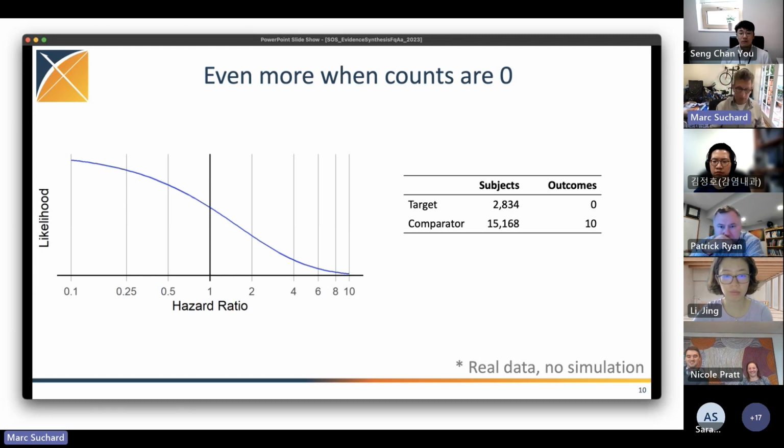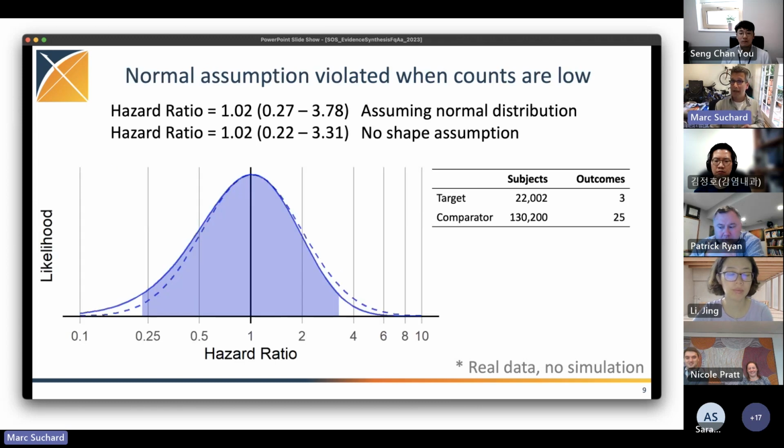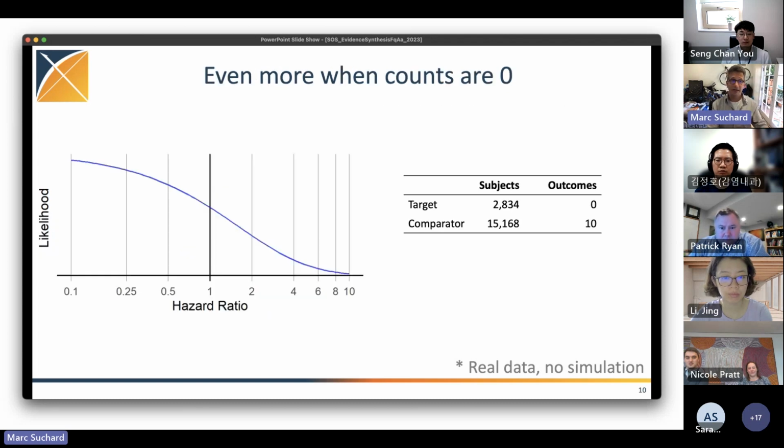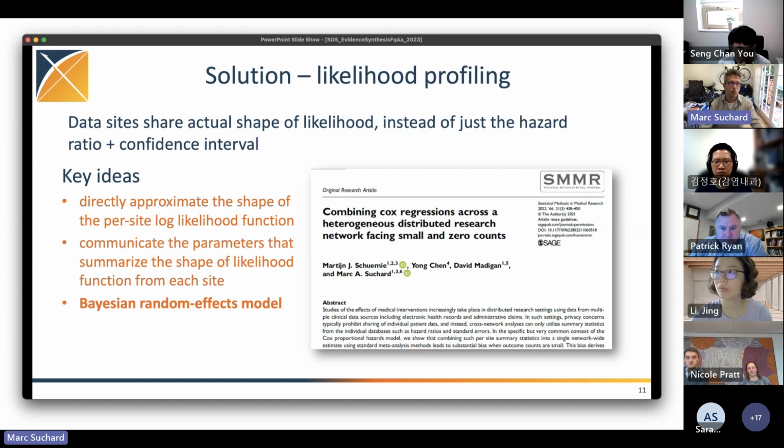So ideally, we'd like to be able to control for both the non-normality in our estimates across data sources and not have to throw out data sources where the likelihood ratio is still informative, but yet is monotonic. So the solution to these two problems comes down to a couple of key ideas that we'll talk about today. The first is data sites are going to share the actual or an approximation of the likelihood function itself, instead of just the point estimate of the maximum likelihood estimate for the hazard ratio and the confidence interval. So we will share that non-normality information.